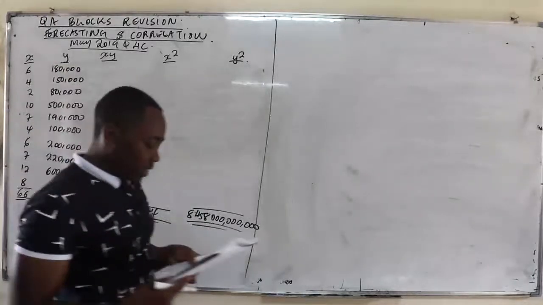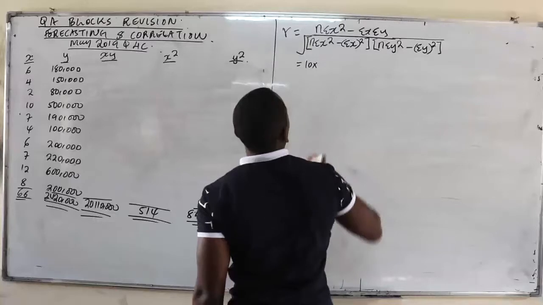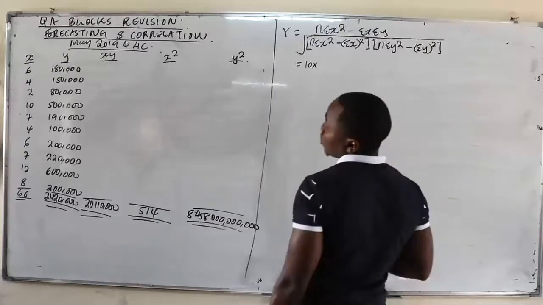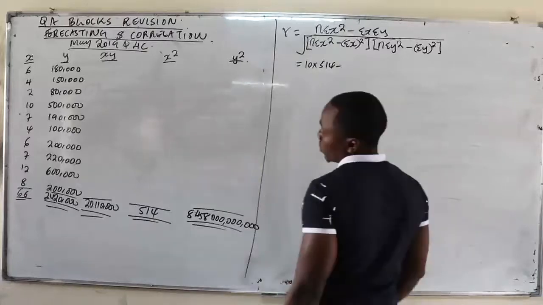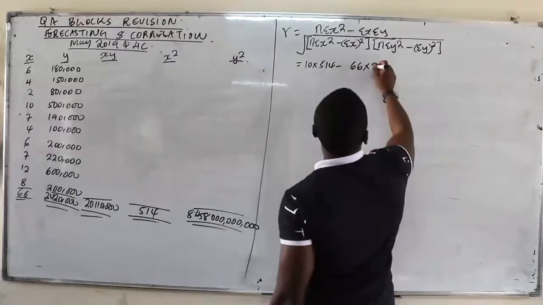To get r, it's n, summation of XY, minus summation of X times summation of Y, divided by the square root of n, summation of X squared minus summation of X in bracket squared, multiplied by n, summation of Y squared minus summation of Y in bracket squared. So n, we had 10 salespersons. Then summation of X squared is 514, minus summation of X, which is 66. You multiply by summation of Y, which is 2420.